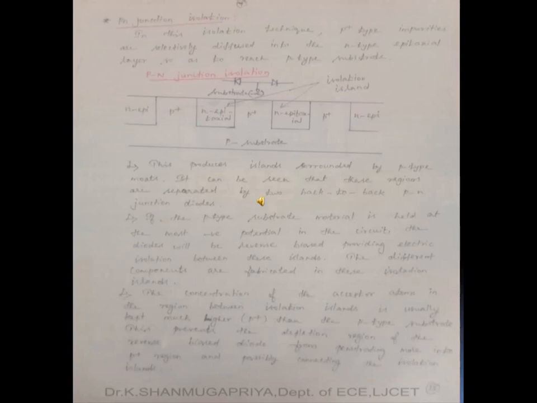The concentration of the acceptor atoms in the region between isolation islands is usually kept much higher than the p-type substrate. This prevents the depletion region of the reverse biased diode from penetrating more into the p plus region and possibly connecting the isolation islands.